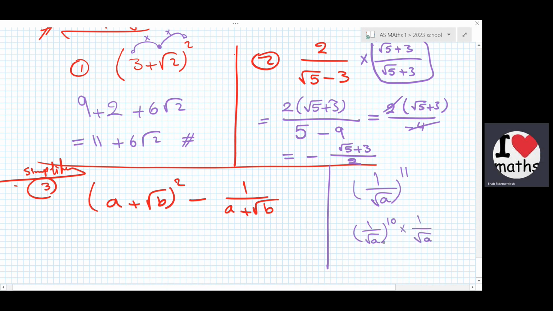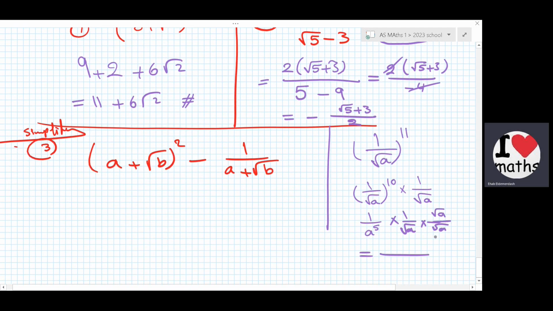When it was 1 over root a to the power of 10, I made it 1 over a to the power 5, because we have the root, so we have to halve the power, right? Then the other part, which was 1 over root a, I have to multiply by root a over root a. And what happened in the denominator: these together come as a multiplied by a to the power 5, which will give me a to the power 6, and in the numerator it was root a. So the final answer in this question was root a over a to the power of 6.